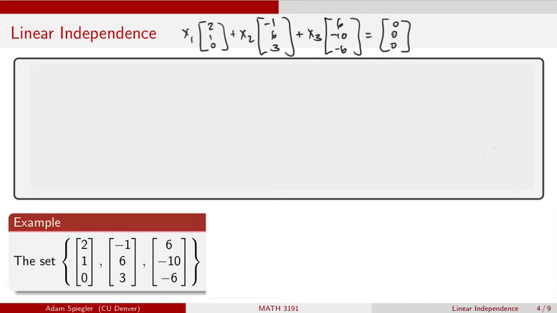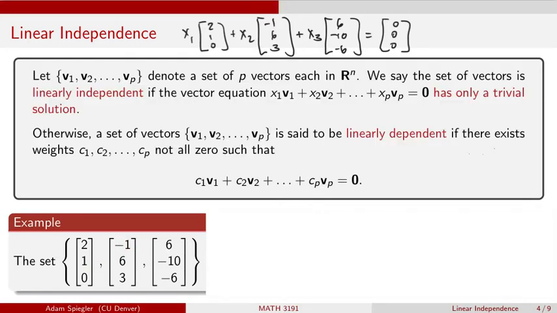Okay, so let's generalize some of the discussion from the previous example. We were thinking about, well, what does the solution set to this homogeneous vector equation tell us about the three vectors in that equation? And the fact that this vector equation had a non-trivial solution told us that this vector 6, -10, -6 could be written as a linear combination of the other two. So let's generalize this discussion a little bit.